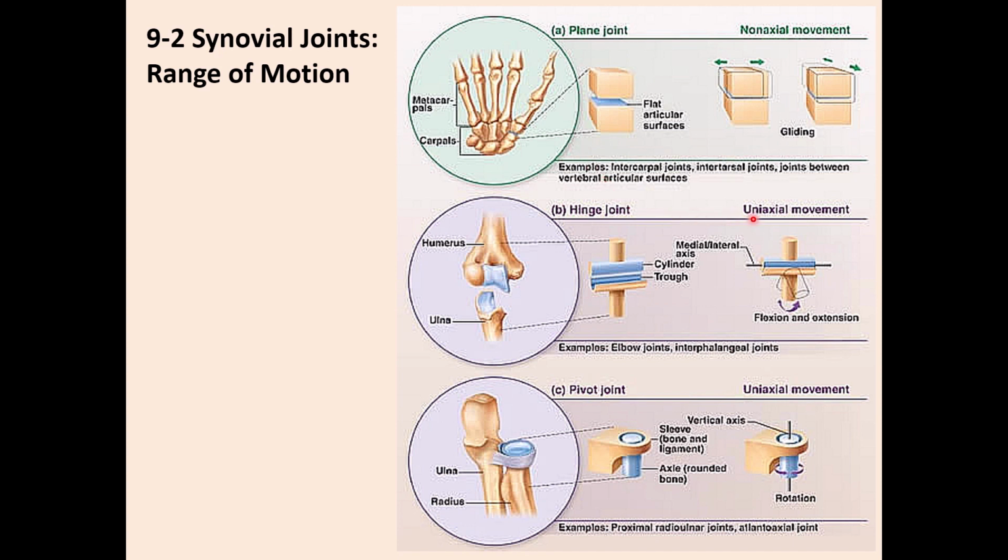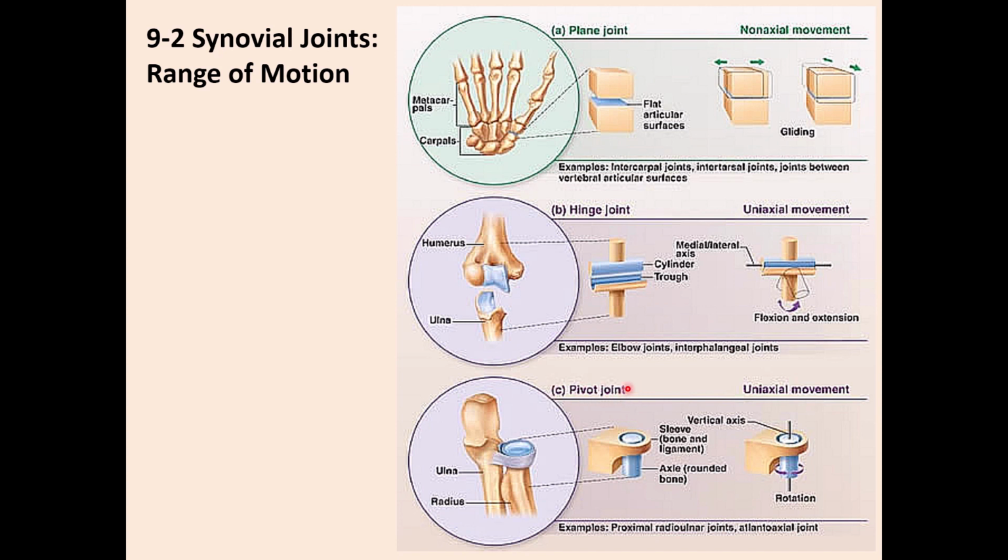The second classification is called uniaxial, so they are moving in one specific axis, and these types of joints are divided into hinge joint and pivot joint. The hinge joint is one direction only, so flexion and extension. One joint can be convex, the other can be concave. An example here is the elbow joint, between the trochlea of the humerus and trochlear notch of the ulna. Another one is the interphalangeal joints in the fingers and toes, and the third one can be the knee joint between femur and tibia.